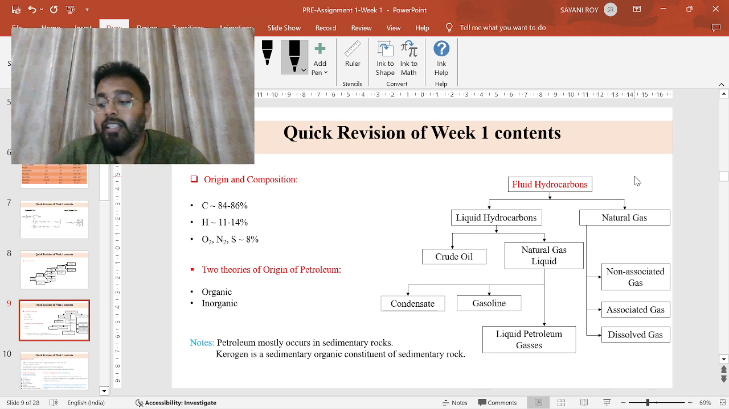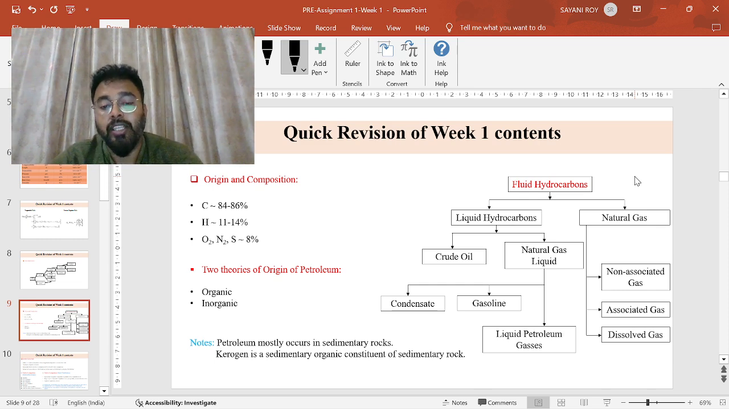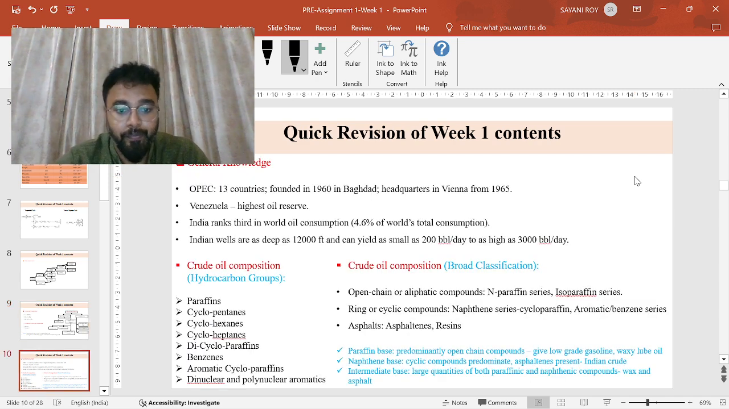Associated gas means the reservoir is under the bubble point pressure and there is oil present in the reservoir, and with the oil a certain amount of gas is also present. These are called associated gas. Dissolved gas is gas which at the time of discovery is dissolved in the oil. When we start production from those wells and the pressure goes down, this dissolved gas will eventually come out from the oil.